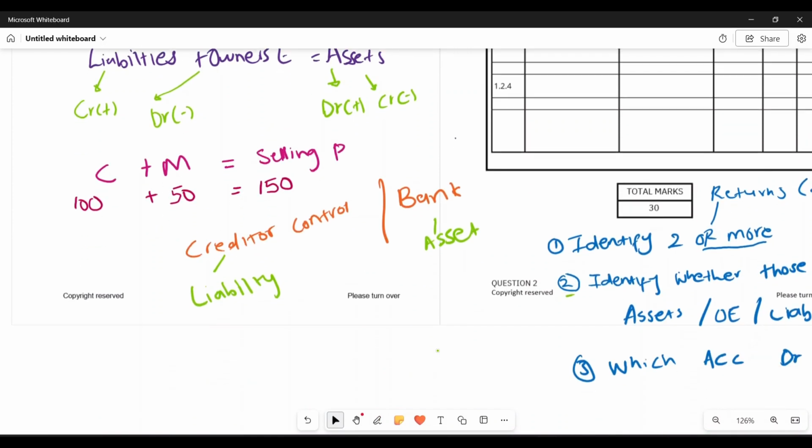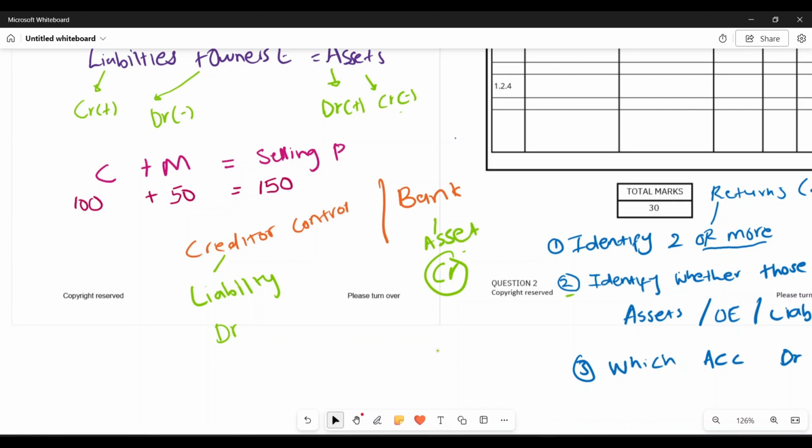So remember, I'm paying off a creditor. Now, when I'm paying someone, what would happen to my bank balance? Would it increase or decrease? My bank balance would decrease as a result of me paying. Because bank is an asset, remember, it decreases on the credit side. So I would need to credit my bank account, meaning that automatically I would need to debit my creditors control account.